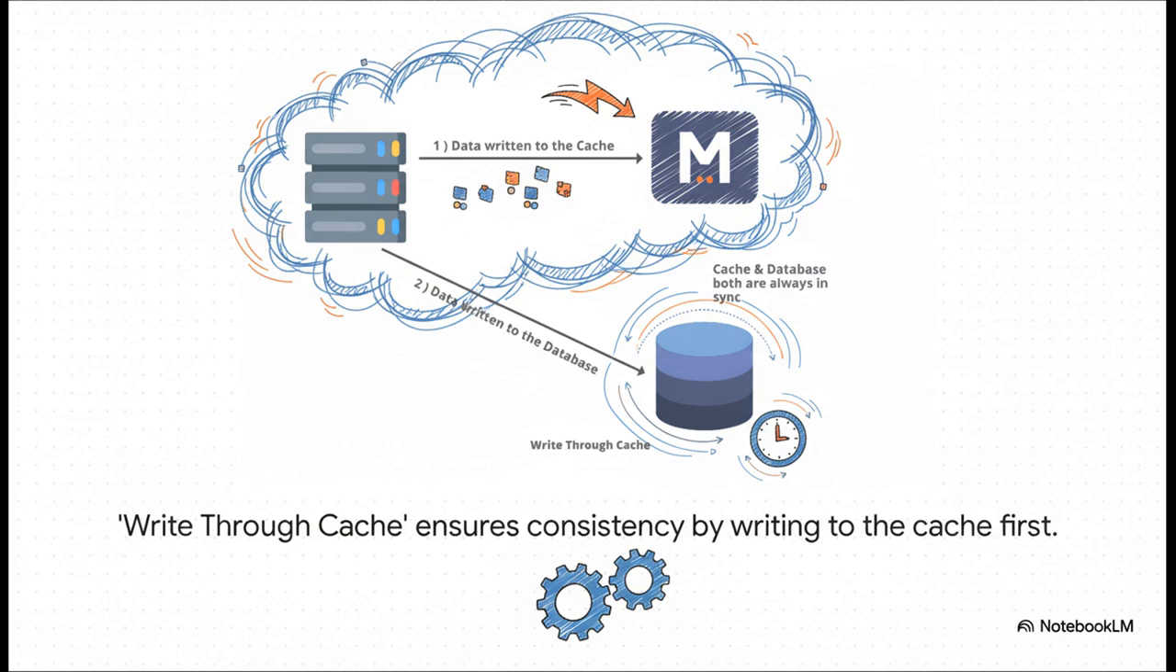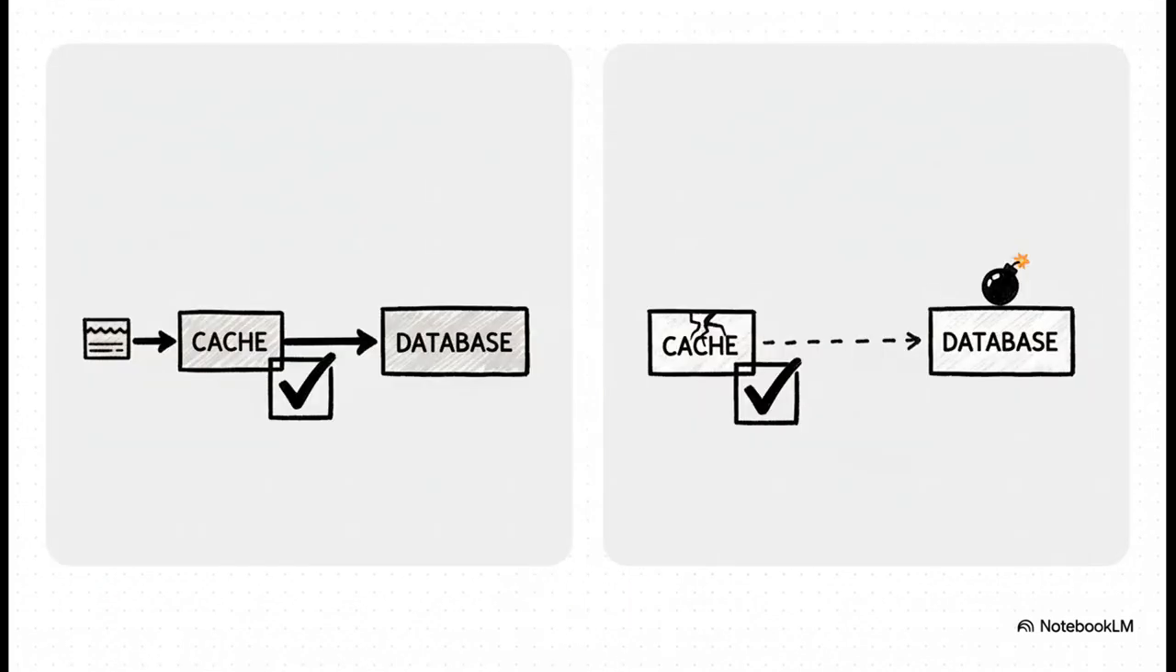So one really popular strategy is called write-through. The idea is simple. Every time you update a piece of data, you write it to the cache and the database at pretty much the exact same time. Now, this makes writing a little bit slower, sure, but the huge benefit is that you can guarantee your cache is never out of sync. It's always fresh. Then you've got the opposite approach, which is called write back.